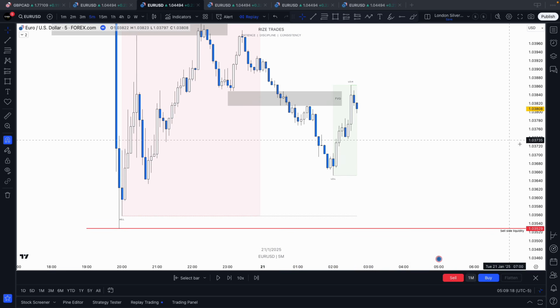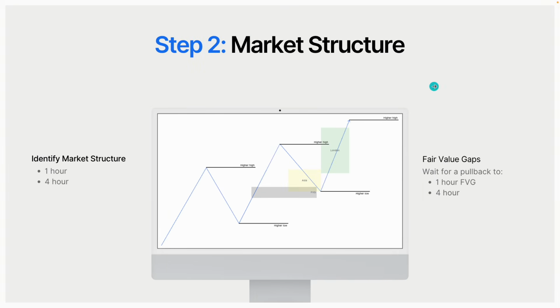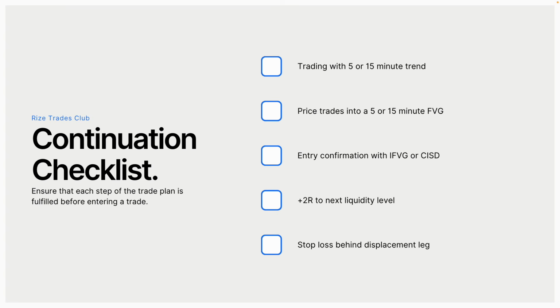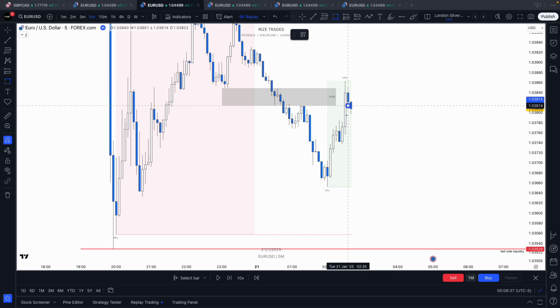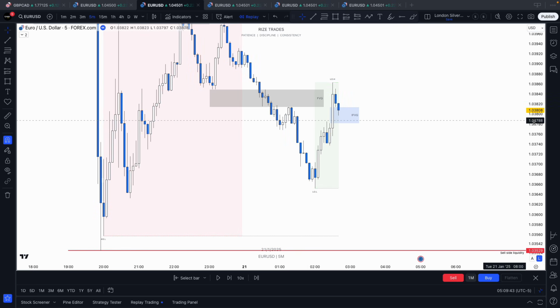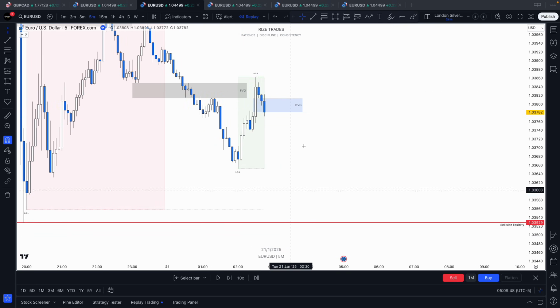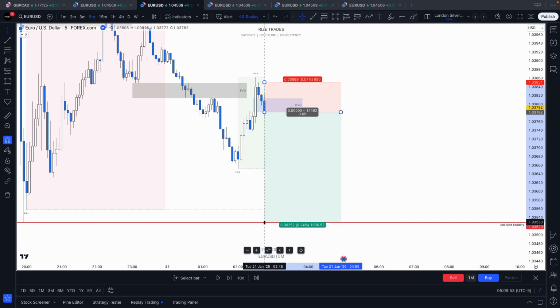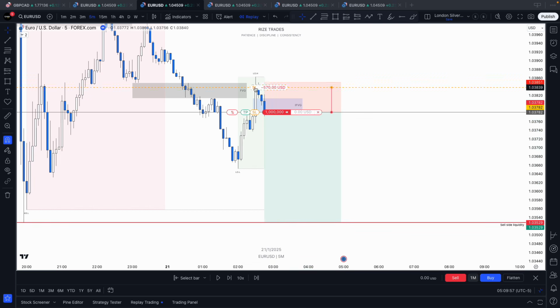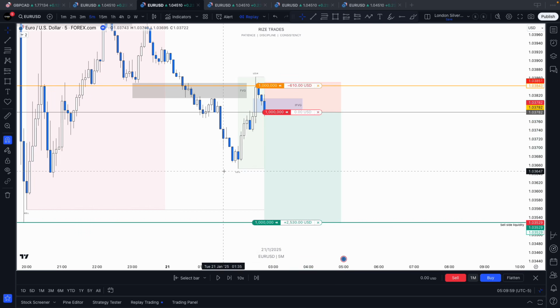So what we're going to look for now is our entry. How do we decipher an entry in this situation? Well, continuation checklist, trading with 5 or 15 minute trend, price trades into a 5 or 15 minute fair value gap, entry confirmation with inversion or change in state of delivery. Okay, so we're going to enter with confirmation of an inversion fair value gap. So in this scenario here, we inverse this fair value gap, I believe, because this was only yesterday's price action. We traded this within the group. And then you get a close below that fair value gap, stops at the high, and targeting this low down here. So we can sell, stop loss above, TP at the lows, and then we trade lower.